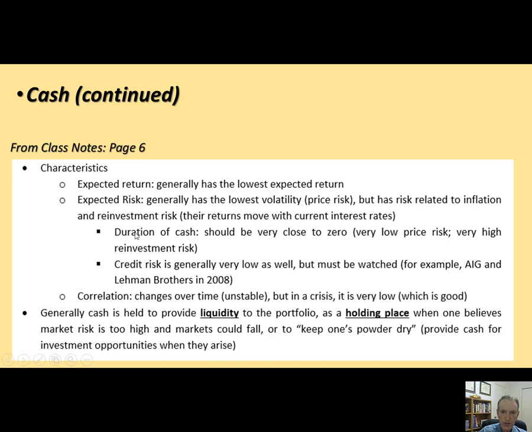We'll talk about duration. Duration of cash is essentially zero. What that means is duration tells you how much price risk or interest rate risk you have. So if your price risk or interest rate risk is very low, close to zero, then your duration is zero. They do have high reinvestment risk.